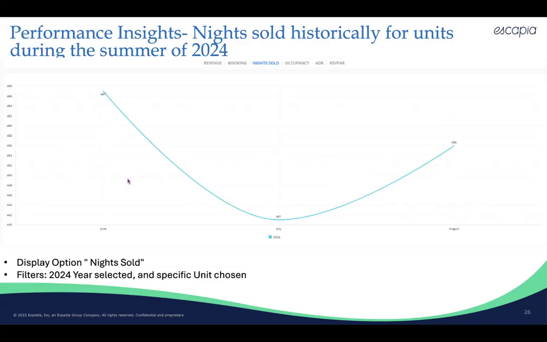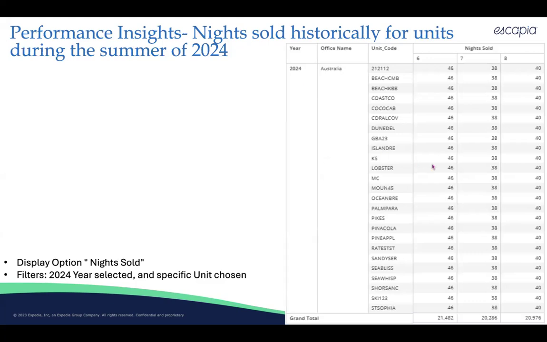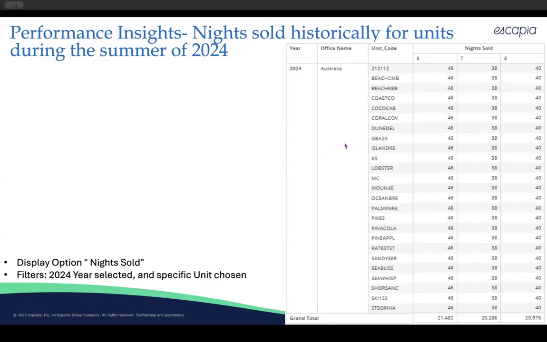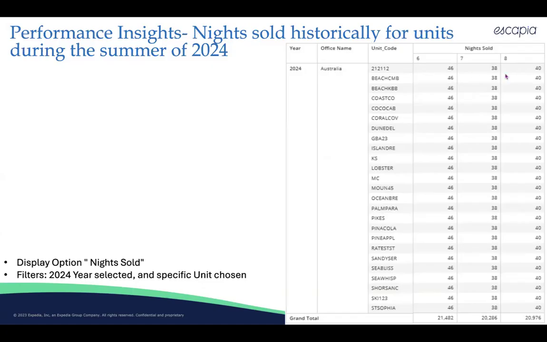So let's say you don't want to share a chart with an owner, and instead you want to just give him the data, or you want to see the data for all your units. Just a reminder, you do have that table at the bottom. And so here I had unselected just the specific units because I wanted to show a large amount of data. So here you can see nights sold historically for all units for this account during the summer of 2024. So you can see here, it's only showing June, July, and August, and then it has a breakdown of the nights sold.